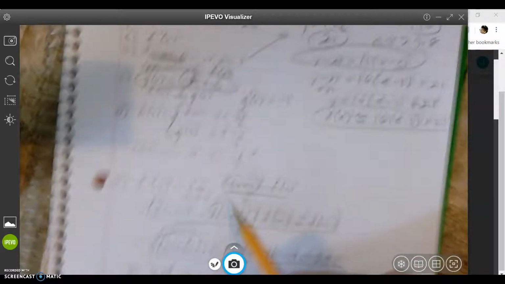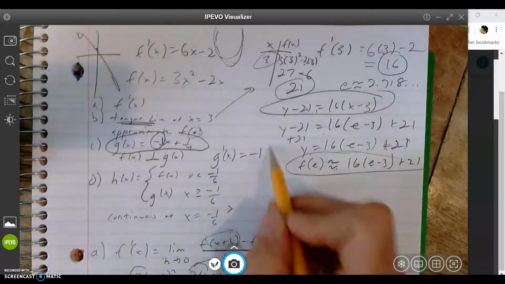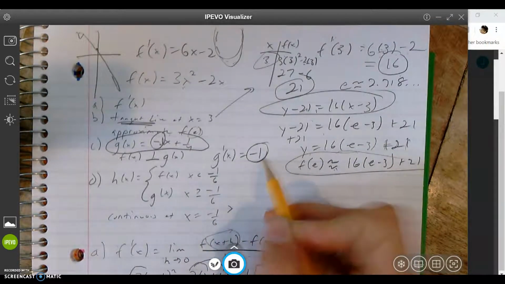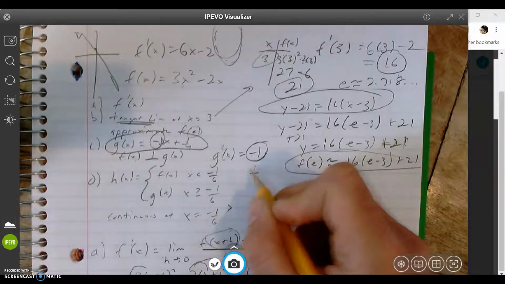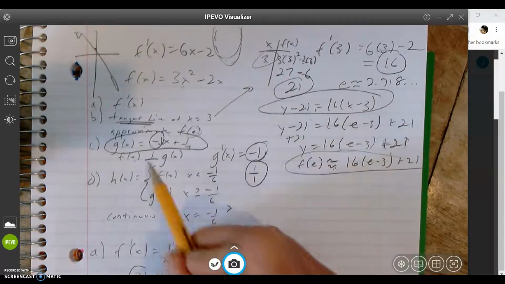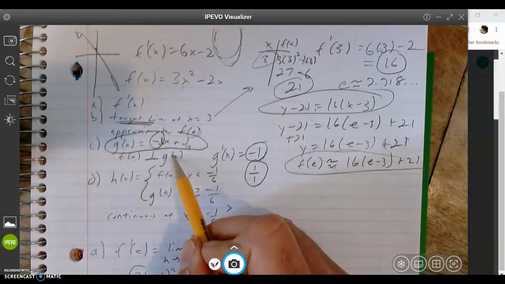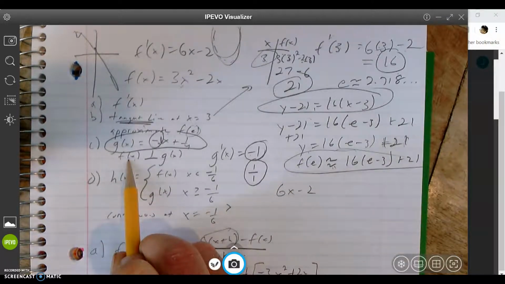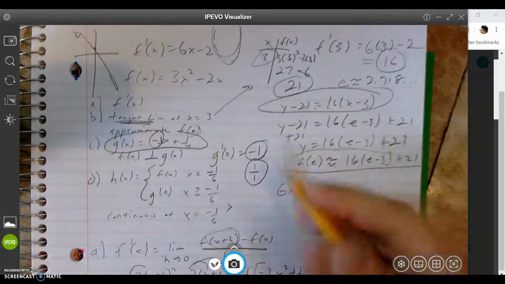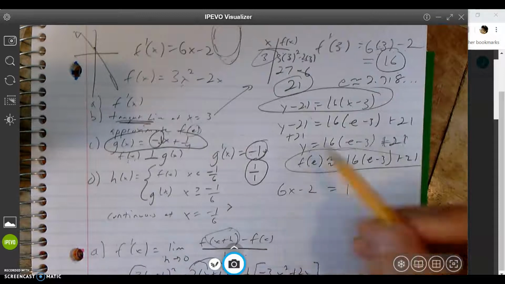Cool. I also would have got that if I did this whole thing right here. I would have got negative 1 also. So if you did that, you still got it right. That's good. So now, what's perpendicular to negative 1? That's the opposite reciprocal, so that would be 1/1, but not negative, but positive. So when does this slope equal the opposite reciprocal of this slope? That's when 6x minus 2, which is the slope of f of x, equals the perpendicular slope to this, which is 1. Because the regular slope is negative 1.